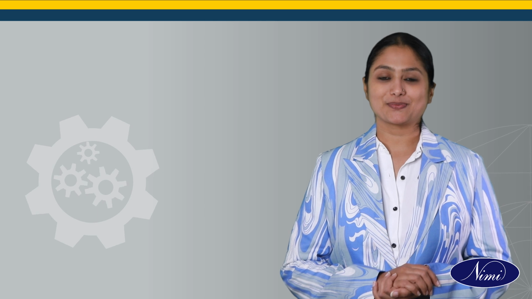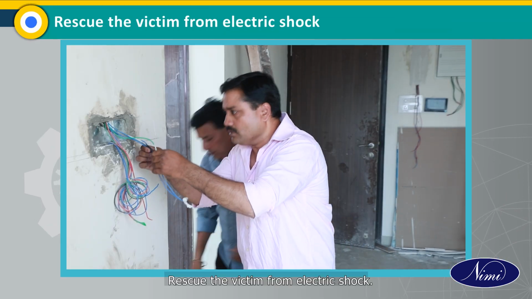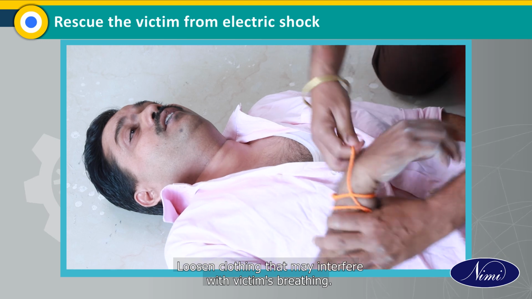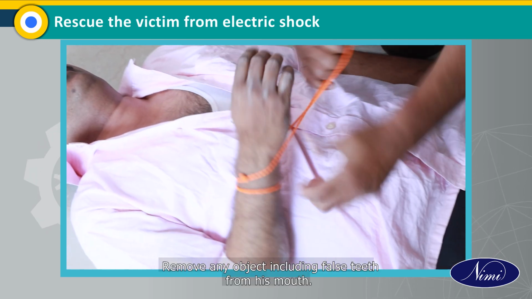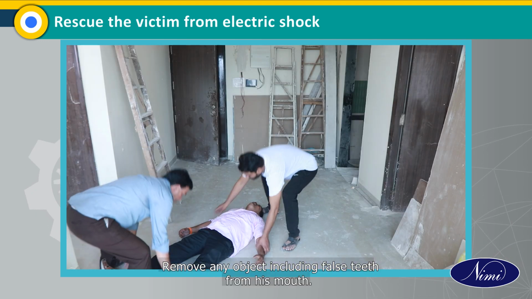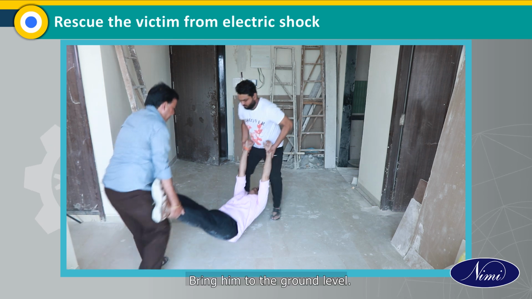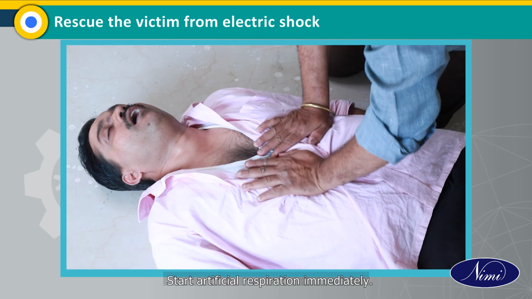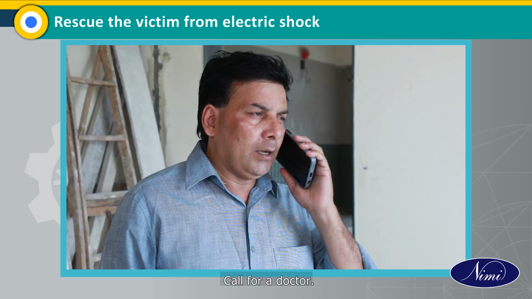Let's start. Rescue the victim from electric shock. Loosen clothing that may interfere with the victim's breathing. Remove any object, including false teeth, from his mouth. Bring him to the ground level. Start artificial respiration immediately. Call for a doctor.